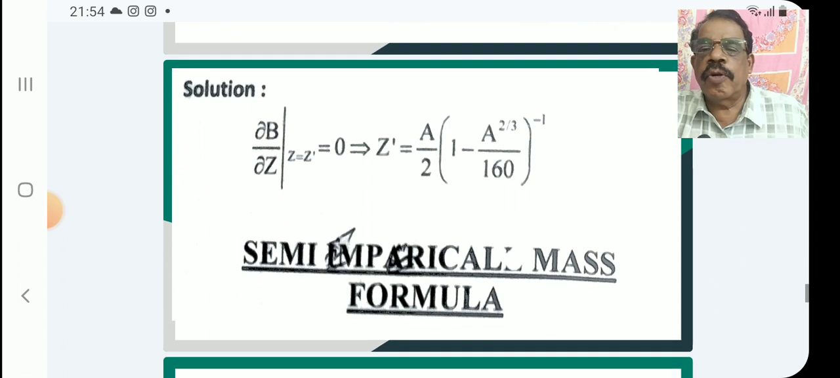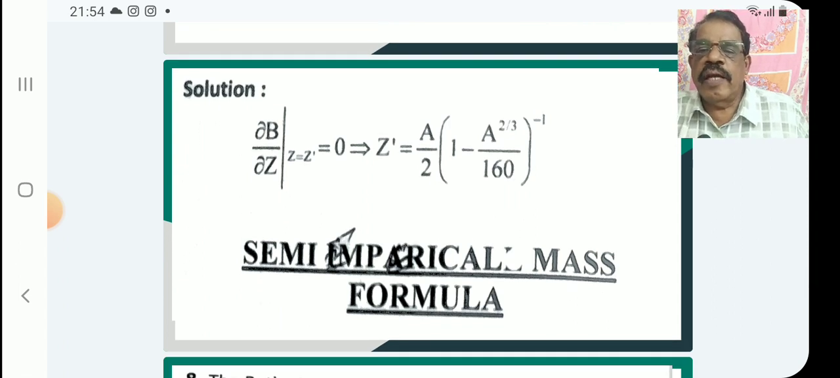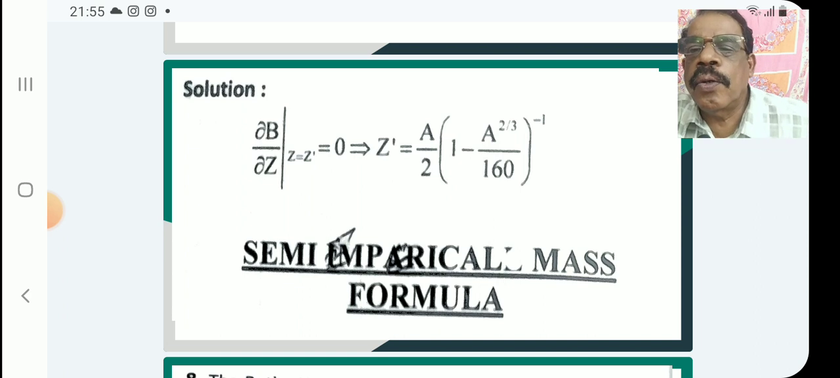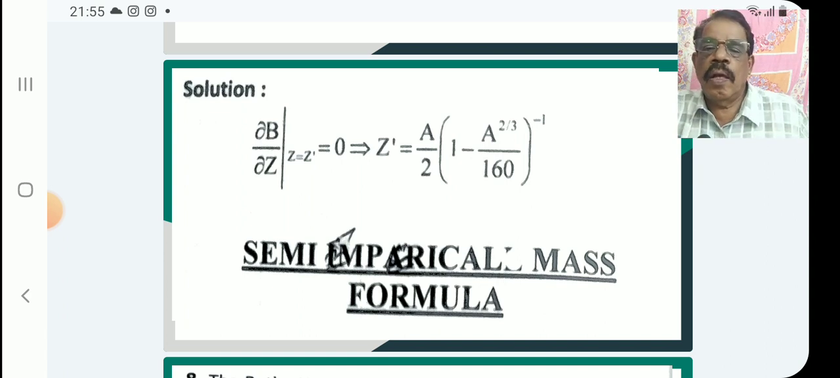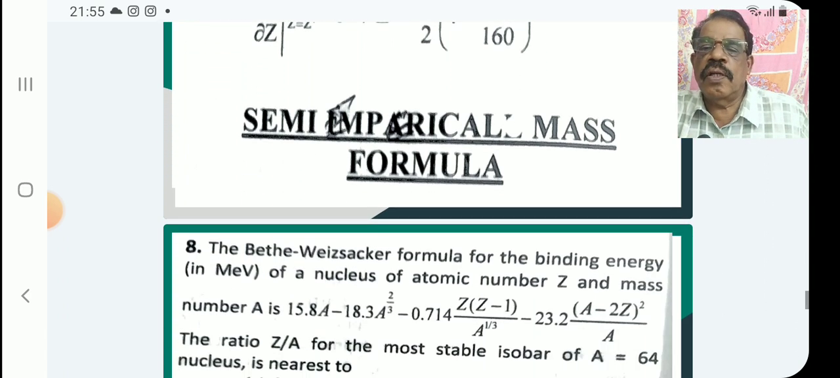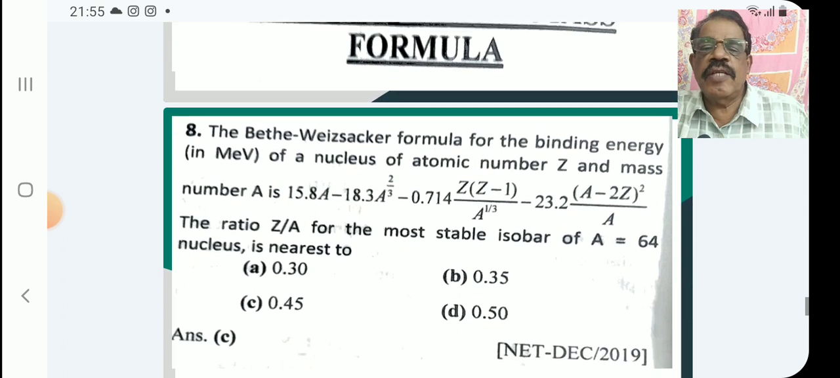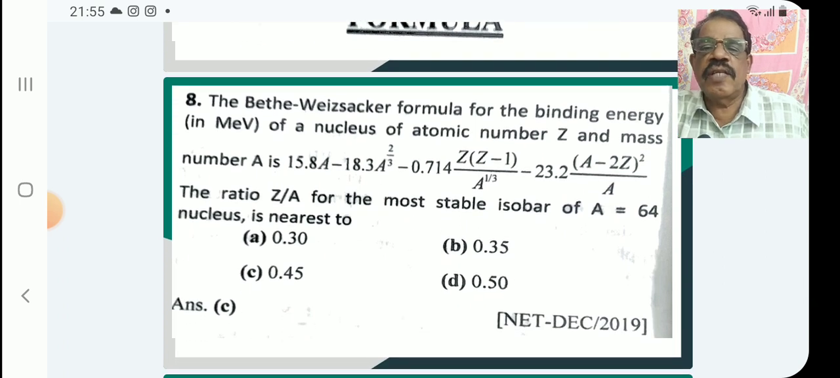And the method is, when we write binding energy, we have to differentiate it and find dou B by dou Z, and equate it to 0. Equate it to 0, then we get the value of Z equal to this. Now comes the actual semi-empirical formula, Weizsäcker's formula.